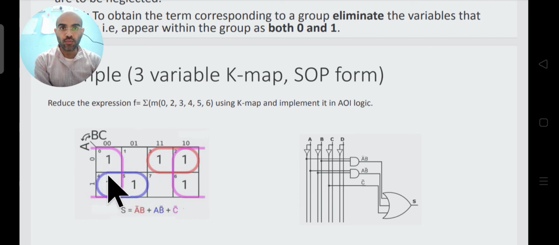Once we get this, we have to fill up the entries. You see 0 is present, so 1 is filled here. Then 2 is present, so we fill up 2 here. Then 3, so we have filled up 3 here. Then 4: the fourth cell is this one, so we fill up 1 here. Then 5 is also filled up with 1, and 6 is also filled up with 1.